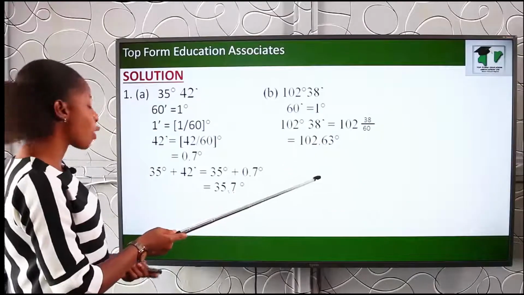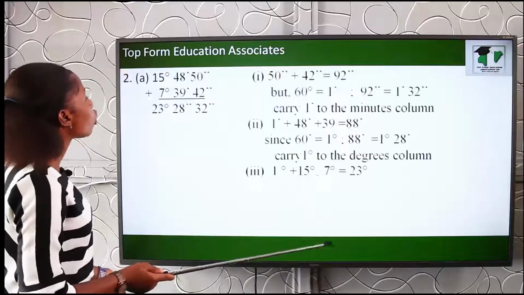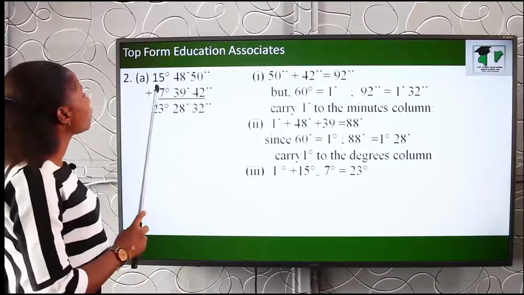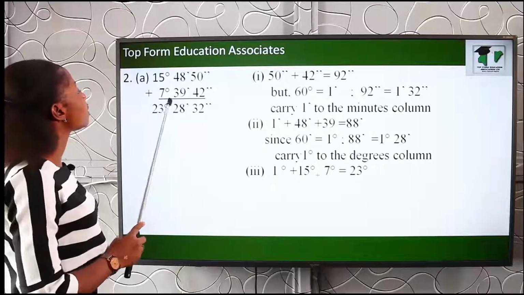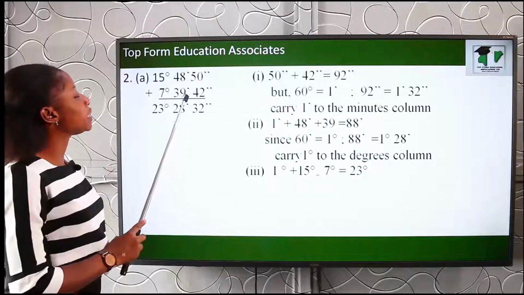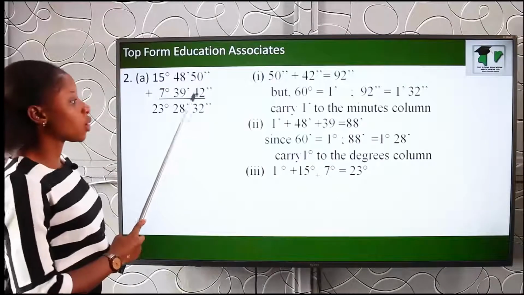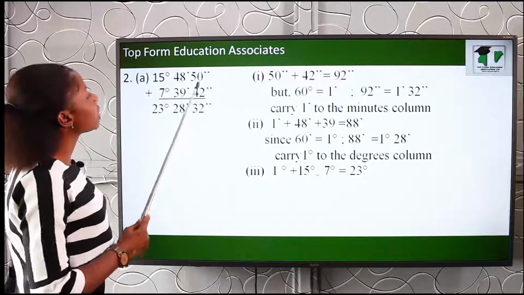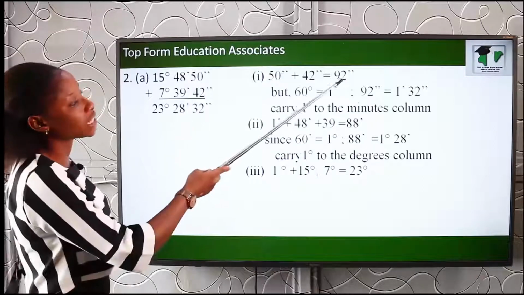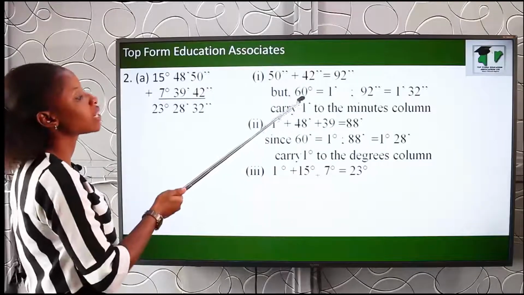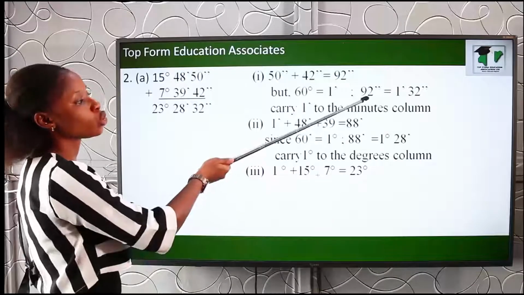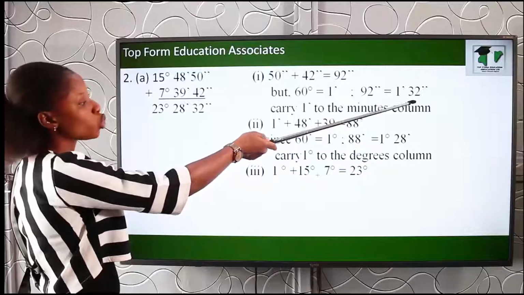102.63 degrees. I hope we got that correctly. Quickly, number 2, we are asked to add 15 degrees, 48 minutes, and 50 seconds to 7 degrees, 39 minutes, and 42 seconds. Now when we added these two, we have 92 seconds, and we can't write it down, so we're just going to subtract 60 from 92, which will give us 32 seconds.